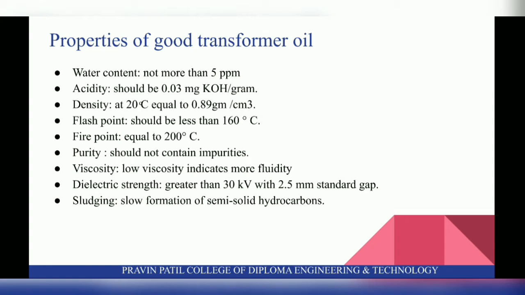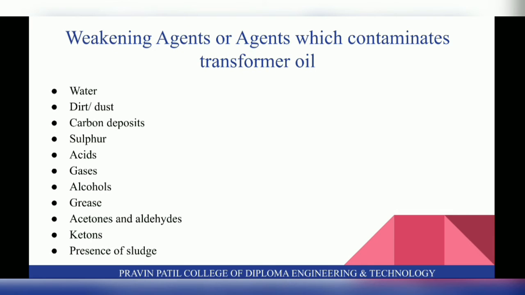And last one is sludging. Sludging means the slow formation of semi-solid hydrocarbons. They block the passage of cooling oil. When the bright copper surfaces are exposed to oxygen, the process of sludging accelerates. The remedy is to use oil which will not contain sulfur or its component. The contact of copper surfaces with oxygen should be avoided by providing a conservator tank.